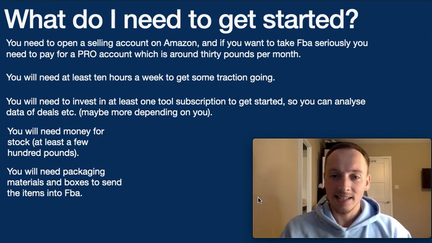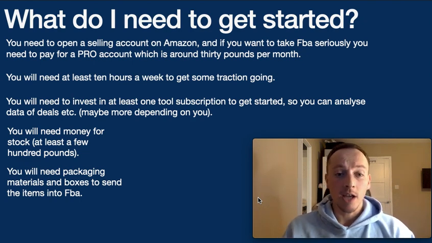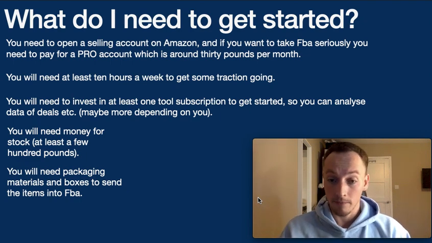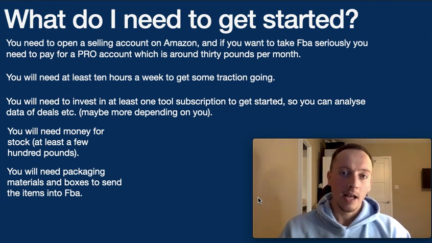So what do you need to get started? The first thing you need to do is open a selling account on Amazon. And if you want to take FBA seriously, you need to pay for a professional account. It's around £30 per month, or $38, $40 in the USA, okay? Very important. That means that you can send an unlimited amount to FBA, and you don't have to pay a per-item fee on those items.